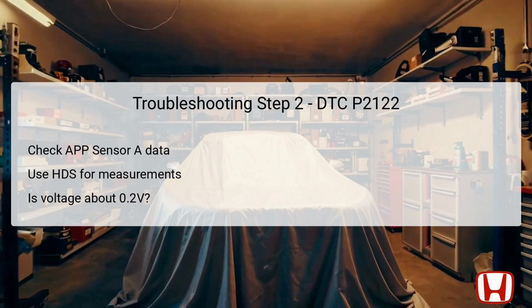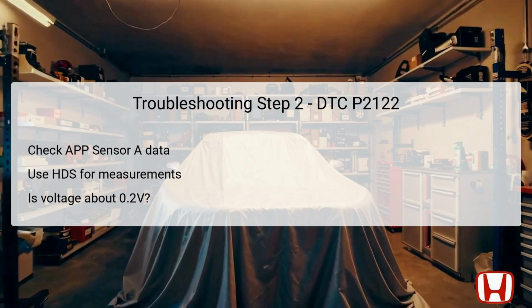The next step involves checking the APP sensor A's data using a Honda Diagnostic System, HDS. Technicians will look for voltage levels at the APP sensor to determine if they are around 0.2 volts or less. If the reading is at or below this threshold, it indicates a potential issue needing further investigation. Should the reading be above this level, it typically suggests that the system is functioning correctly at that moment, leading to an intermittent failure scenario.